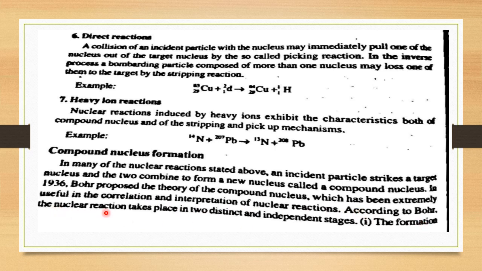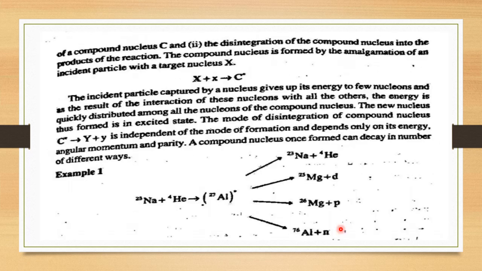According to Bohr, nuclear reactions take place in 2 distinct and independent stages. First stage is the formation of a compound nucleus C, and the second is the disintegration of the compound nucleus into its products. So the compound nucleus is first formed and after that it is disintegrated. So X plus x is equal to C star.